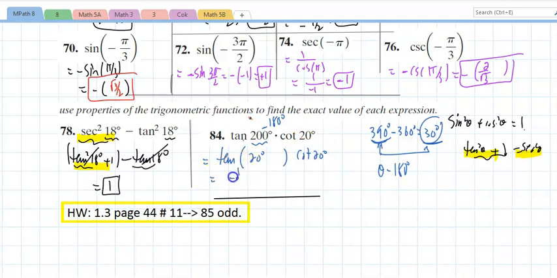And isn't that 1 over the cotangent of 20? Wouldn't that be a 1? And there's your homework. Oh, I left 2 problems out.